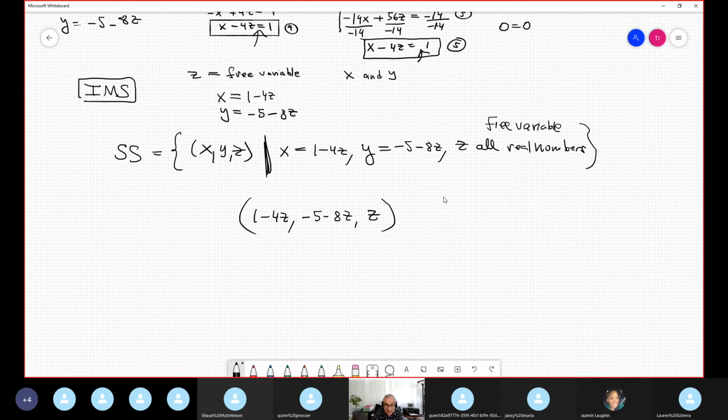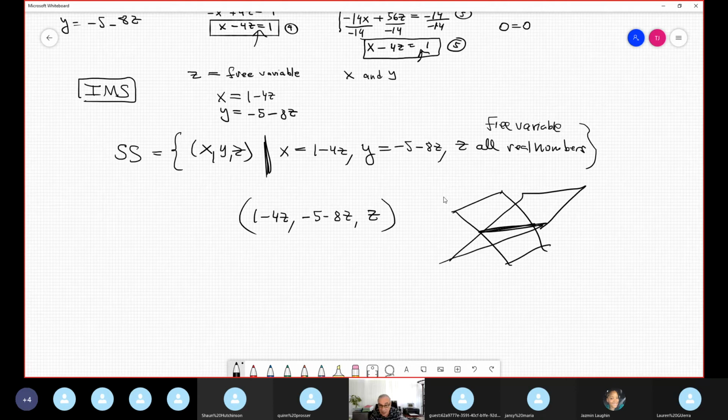I suppose that in this case, we have three equations, and one plane is like that, another plane is like that, and the intersection is a line, and another plane intersects in the same line.